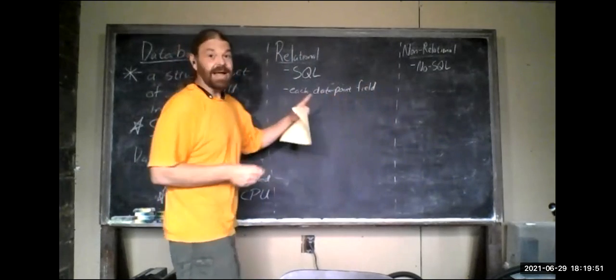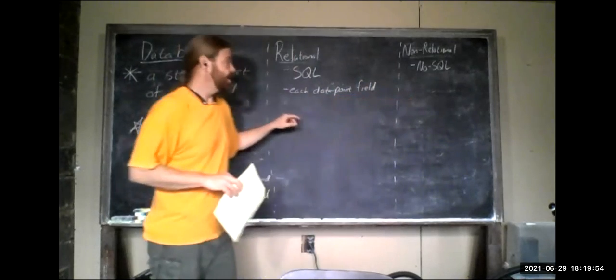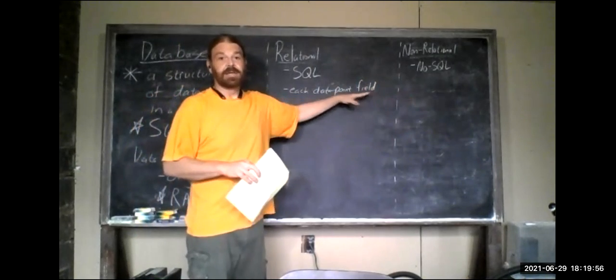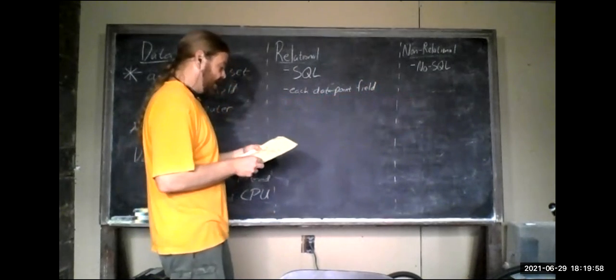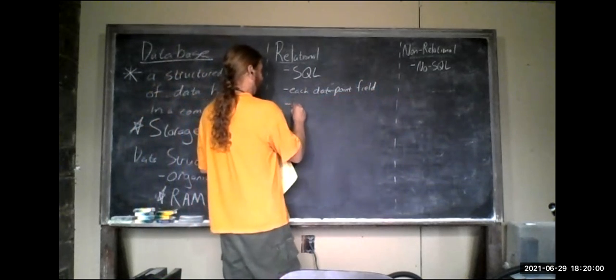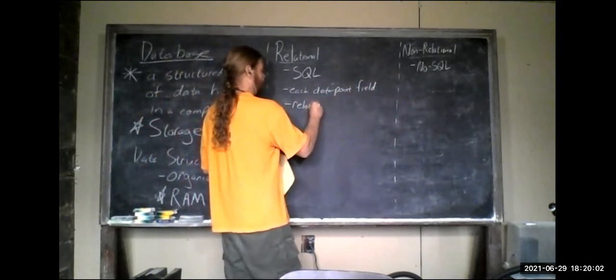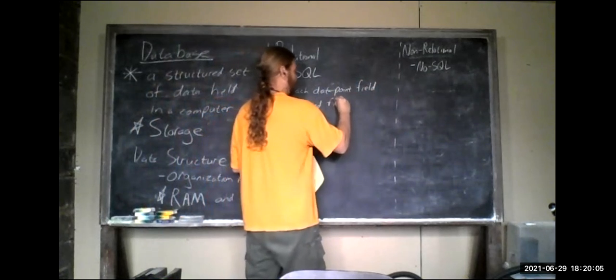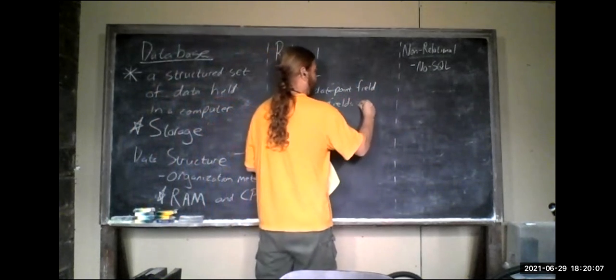And I'm going to come back and add another word here at the end in a moment. Technically, we call it a field. So every data point is called a field. And related fields form records.